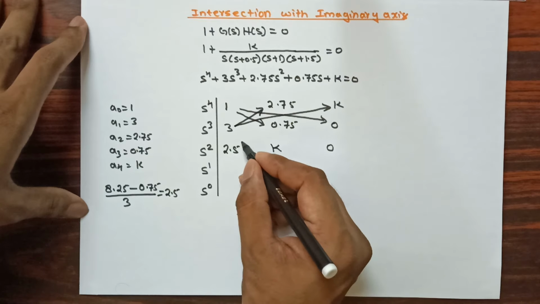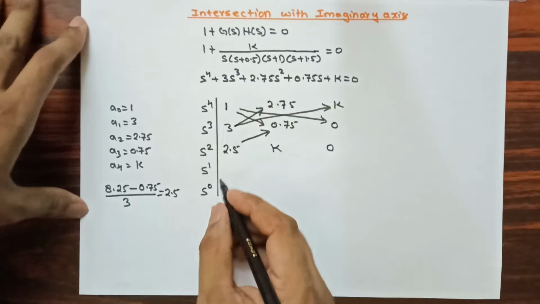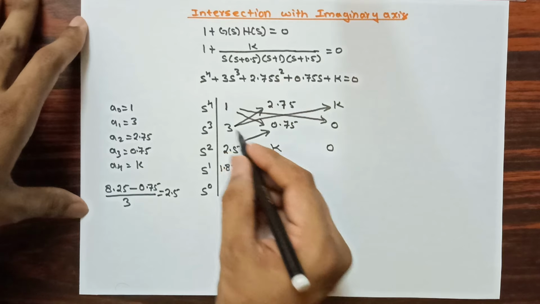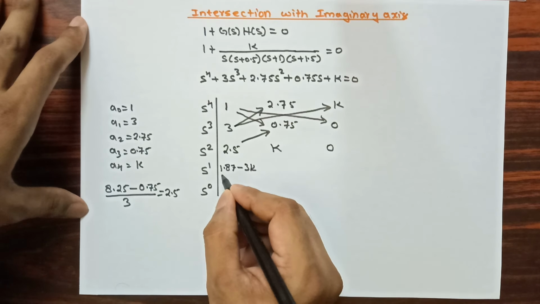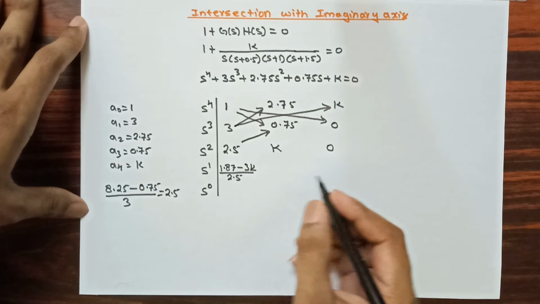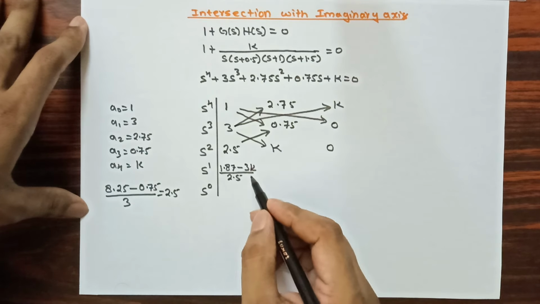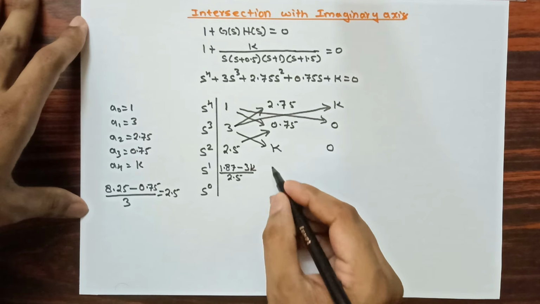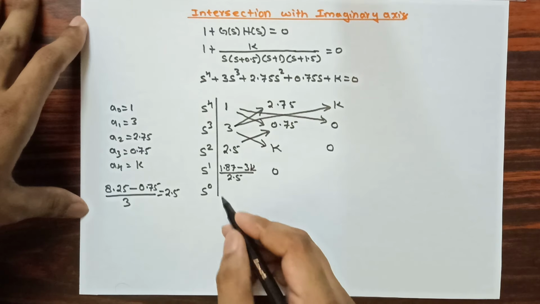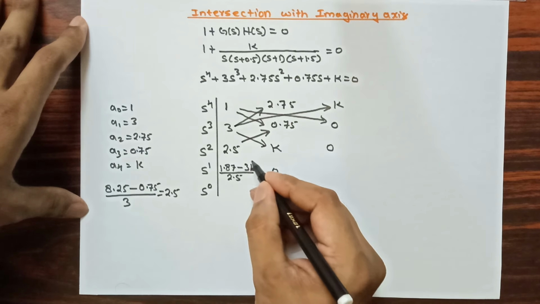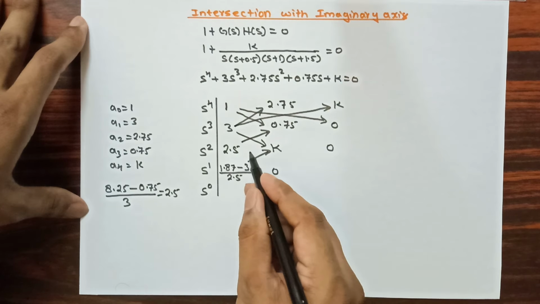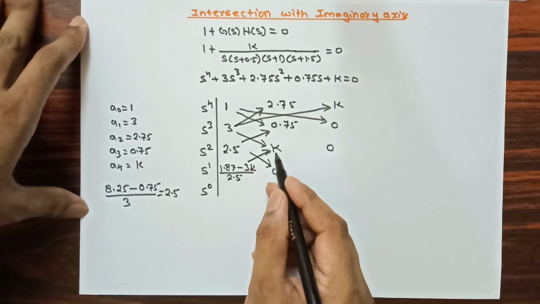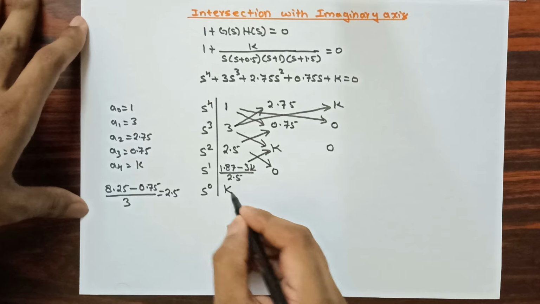Next I am going to multiply 2.5 into 0.75, I am getting here 1.87 minus 3k divided by 2.5. Now next you can see here I am not having any multiplicand value, I am only having 0, therefore this value will be 0. Now next, to get the last row, we are going to multiply this term with k minus this term with 0, and we know that whenever we get a 0 value in the diagonal, the resultant value is the above value, that is k. Directly I can write in this row.